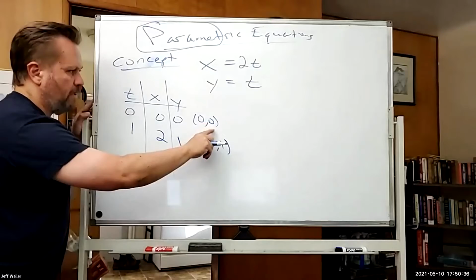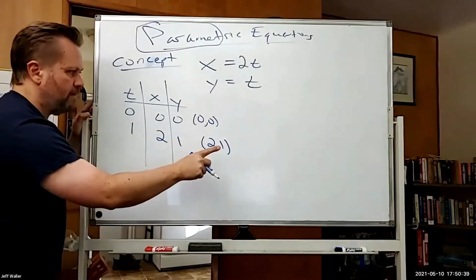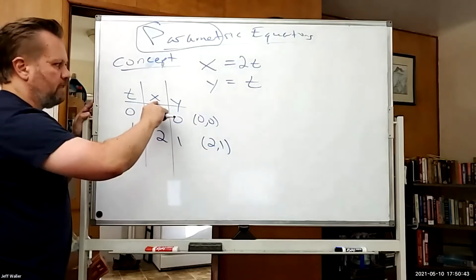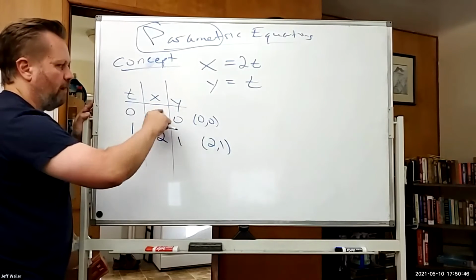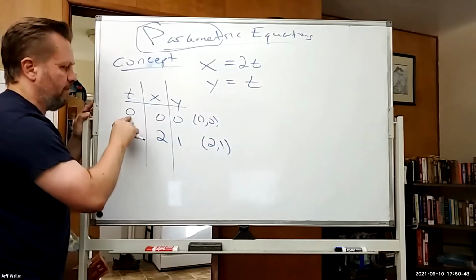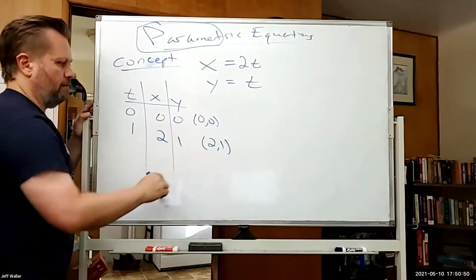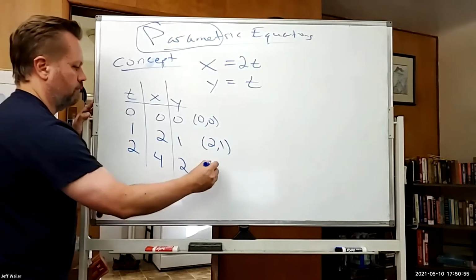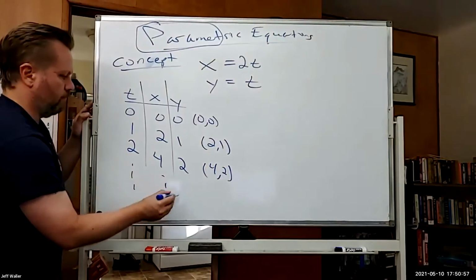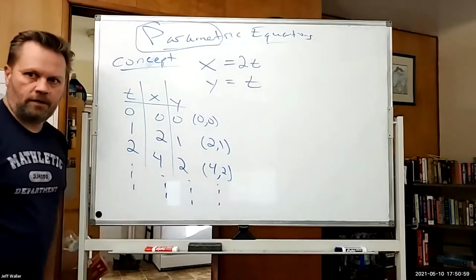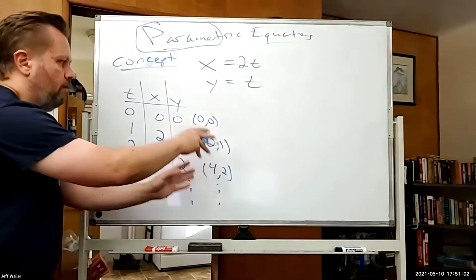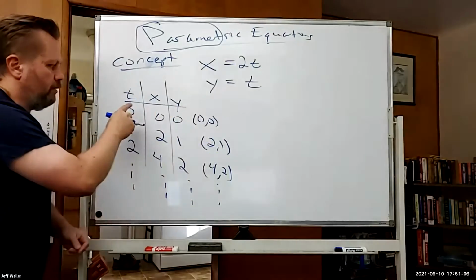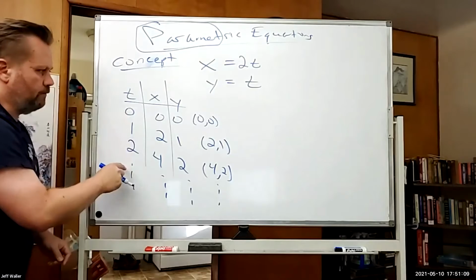So I am making points, but I'm making points in a way that we never have before. I'm not using X to figure out Y. I'm not using Y to figure out X. I'm using some third behind the scenes dude to figure these out. So at 2, this would be 4 and 2, and so forth. So I'm creating points that deal with X and Y, but using a behind the scenes parameter.